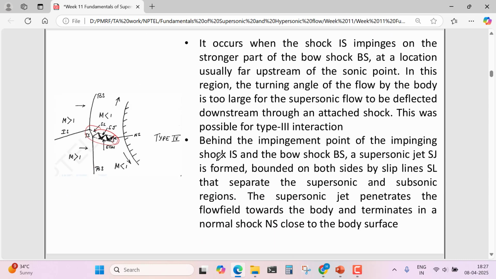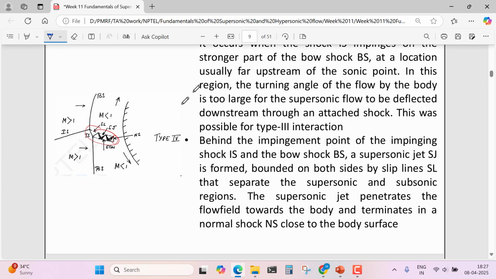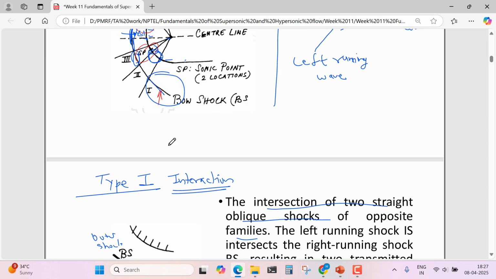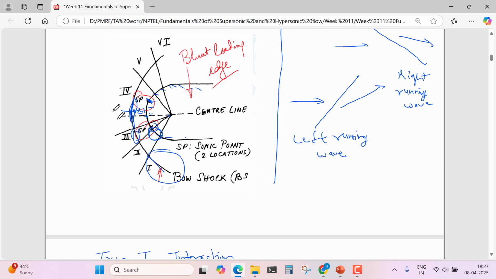Now we will see the type 4 interaction. It occurs when the incident shock impinges on the stronger part of the bow shock, at a location usually far upstream of the sonic point. Here in this region the bow shock is strong and it is far upstream of the sonic point.